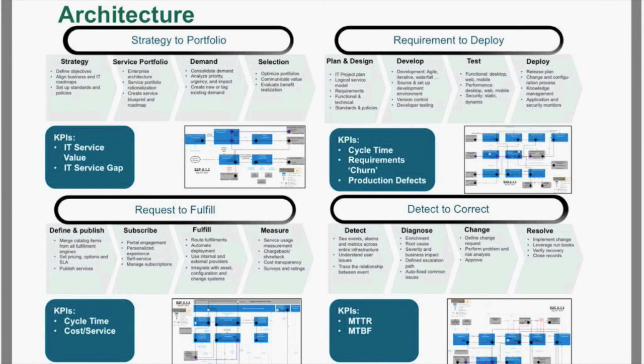You can see the functions that need to be delivered in each one of those stages, how you go from strategy to a service portfolio to demand and selection. I won't read these all. I want to get to the real heart of our presentation. And the steps that are needed, the key performance indicators for when you know you've actually achieved those steps, and the components of the architecture reference model that are needed to make that happen.